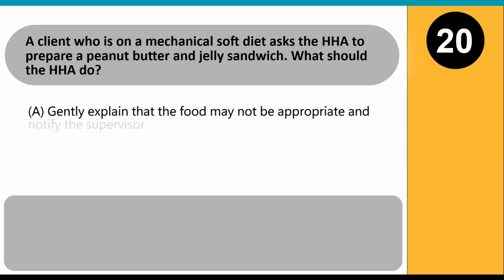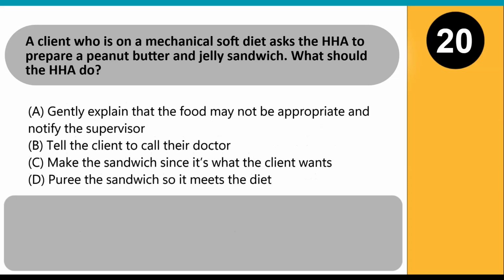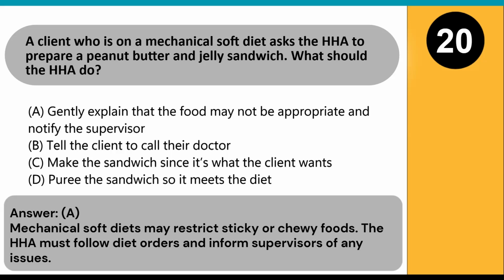A client who is on a mechanical soft diet asks the HHA to prepare a peanut butter and jelly sandwich. What should the HHA do? A. Gently explain that the food may not be appropriate and notify the supervisor. B. Tell the client to call their doctor. C. Make the sandwich since it's what the client wants. D. Puree the sandwich so it meets the diet. Answer: A. Mechanical soft diets may restrict sticky or chewy foods. The HHA must follow diet orders and inform supervisors of any issues.